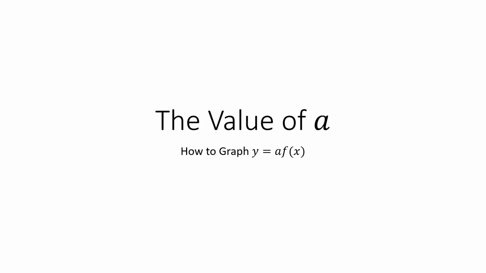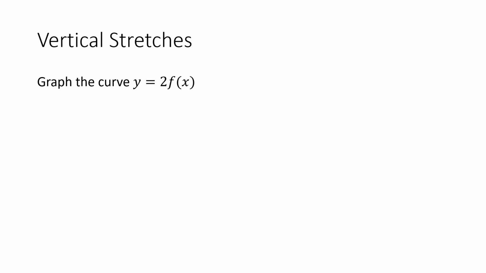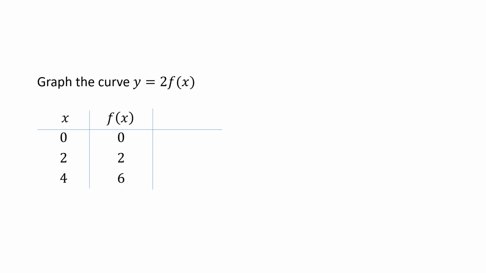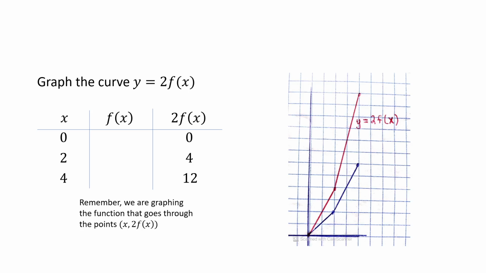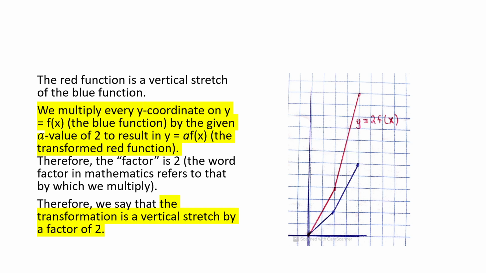The value of a. What does a do? Well, let's graph the curve y equals 2f of x. We know points on the function f of x are (0, 0), (2, 2), and (4, 6). Well, if we make another column 2f of x, we'll multiply all the values in the f of x column by 2. Then what we can do is remember that we're graphing the function that contains the points going through x to f of x, because we're literally saying that y equals 2f of x. So we can get rid of that middle column and just graph a function with the points (0, 0), (2, 4), and (4, 12). Well, that looks like that function right there.